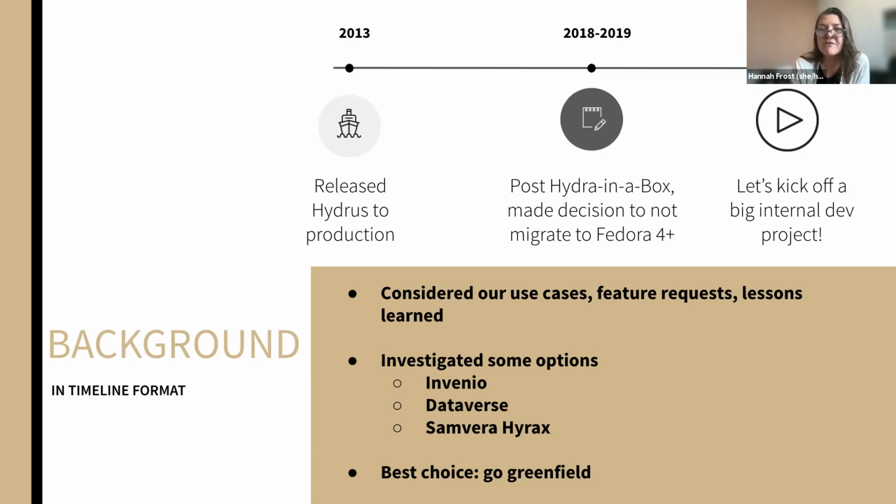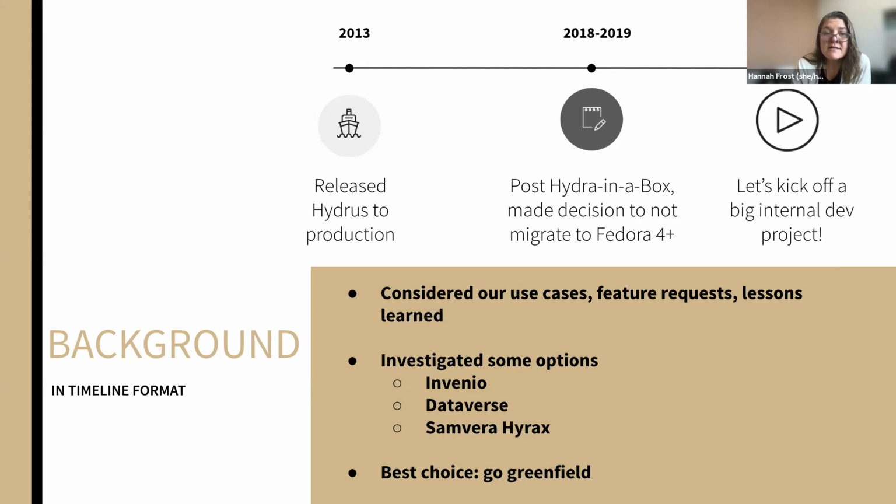We said, this is the perfect time to kick off a big internal development project. So we kicked off H2, which we couldn't come up with an interesting new name for the next application. So the H stands for Hydrus and 2 is the next application. It's as simple as that. So we considered our use cases, our feature requests, and the lessons learned over the past 8 or so years.